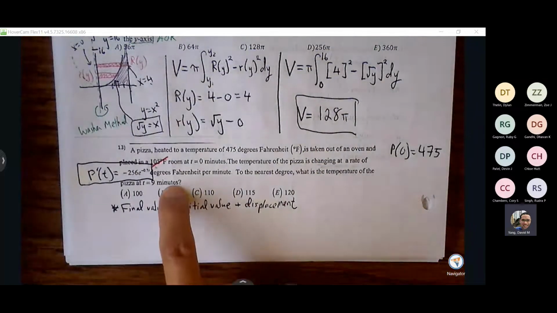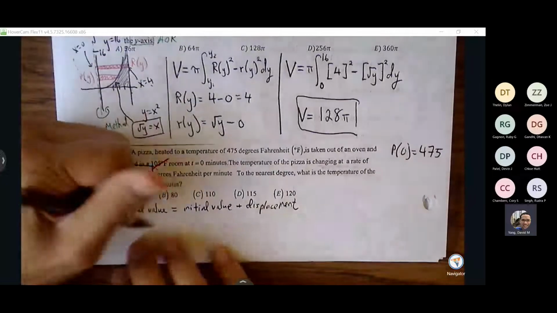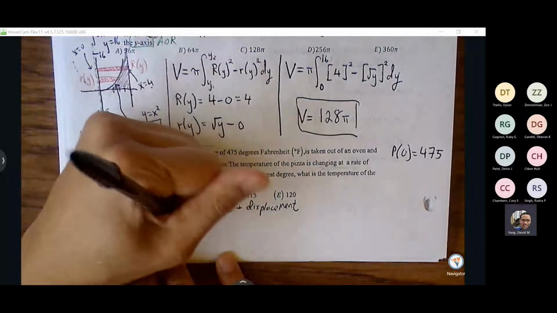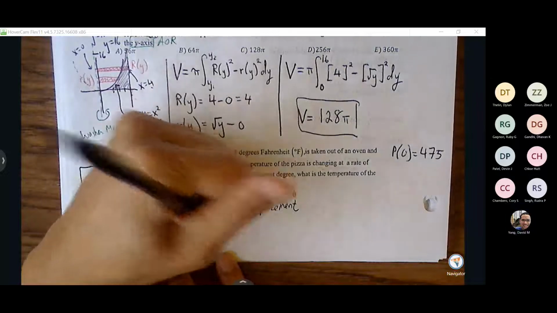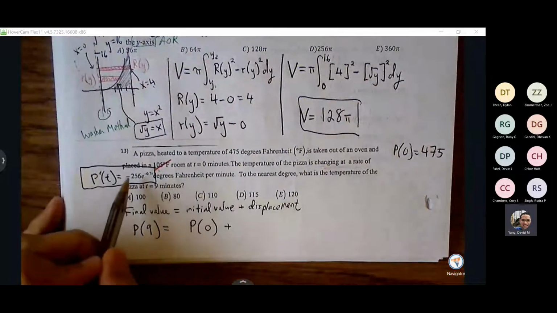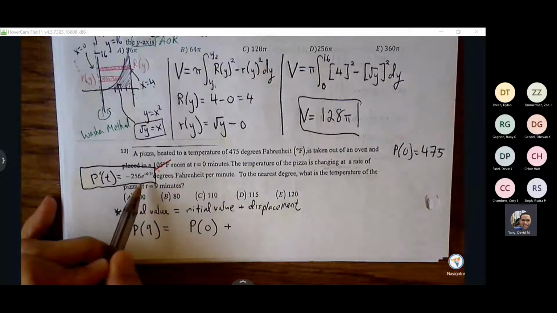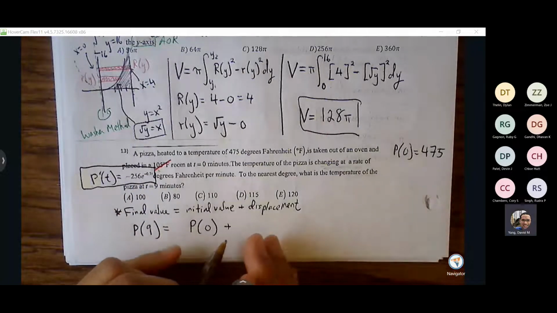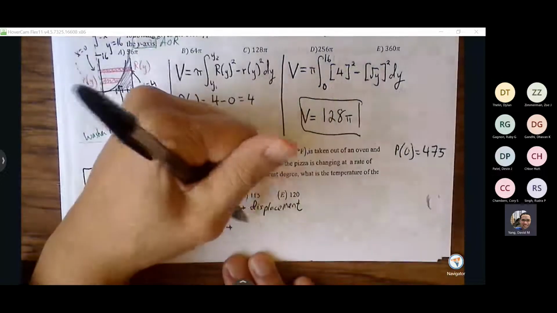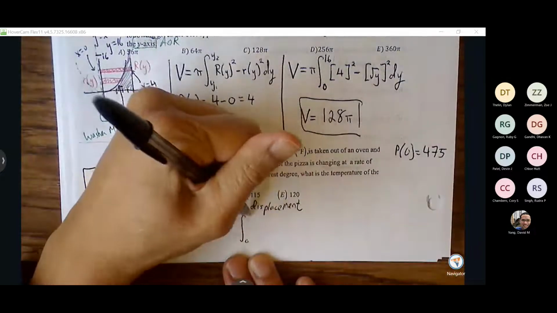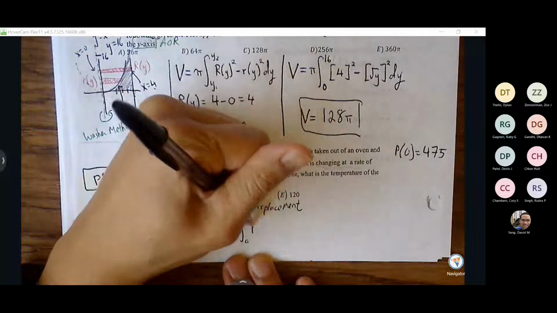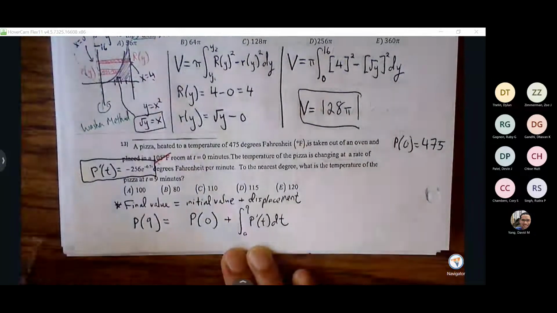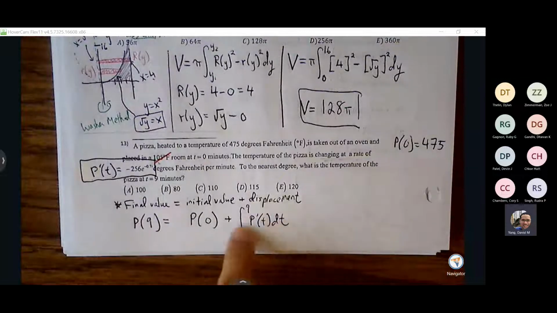So I'm looking for the pizza's temperature at 9 minutes. I know my pizza's temperature at 0 minutes. And I also know the formula that gives me the rate of change. So I can accumulate that change in temperature if I take the integral of P prime. And then we'll make the calculator do the work for us here.